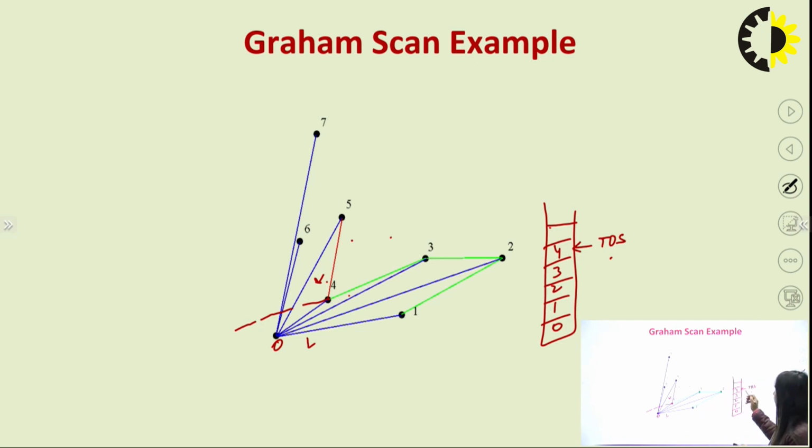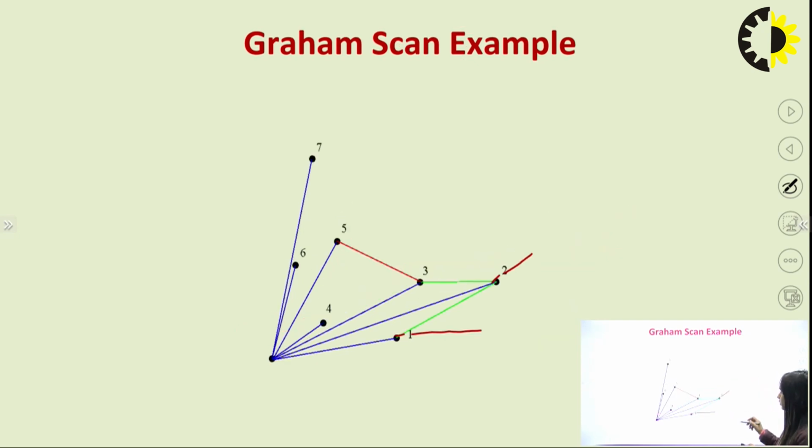Whatever is on the top of the stack, we have to pop it. So now we check from this point again, 0 1 2 3, and we pop 4 from the stack. Now your top of stack is 3.